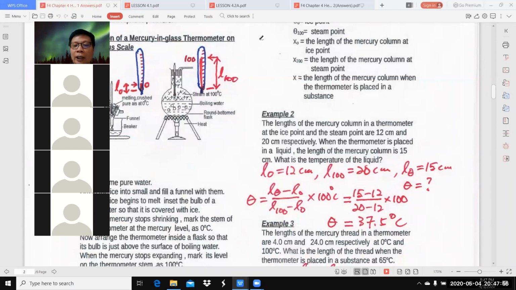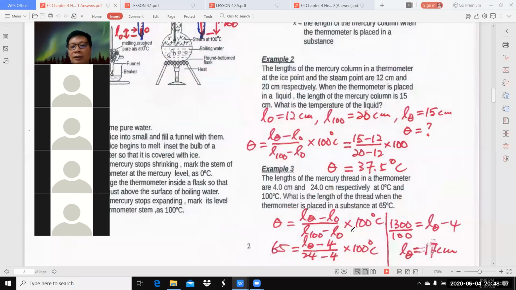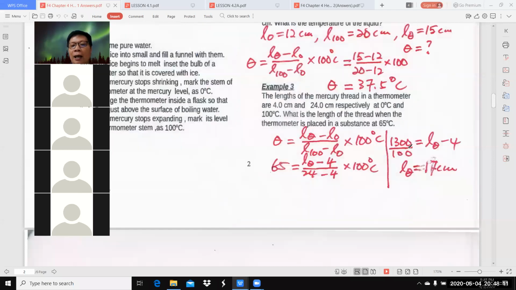Okay, after this, can you try the next question? Use the same formula to answer the next question. The answer is already here. You can check yourself.